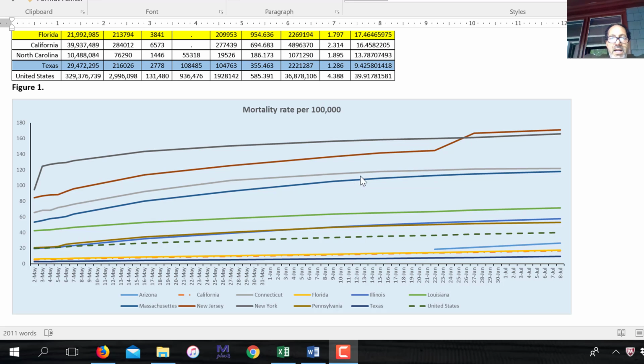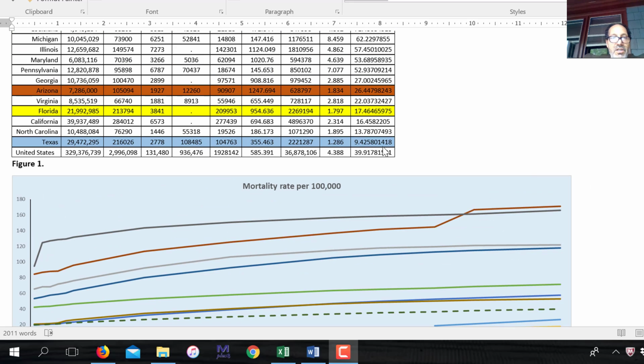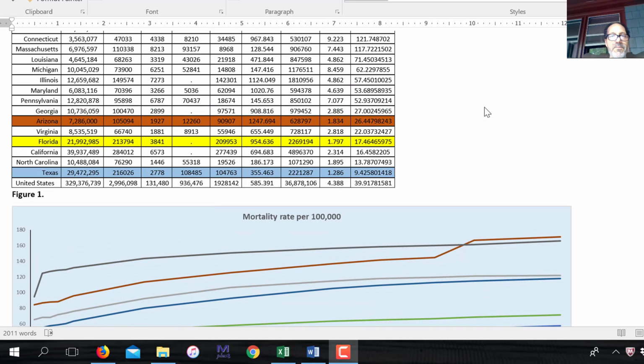So this is the mortality rate per 100,000. You can see that New Jersey, New York, and Connecticut have very, very high mortality rates, as well as Massachusetts. And then we go down from there with Louisiana. The lowest ones we can see are in the states that I'm most interested in, which are Texas, Florida, and Arizona. Obviously, I'm interested in these because they've had a lot of disregard for mask wearing, and that's something we have to be careful of.